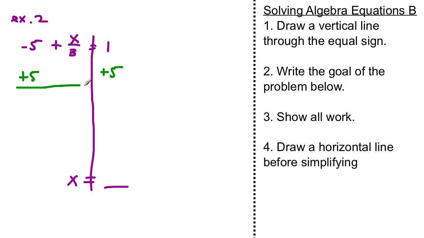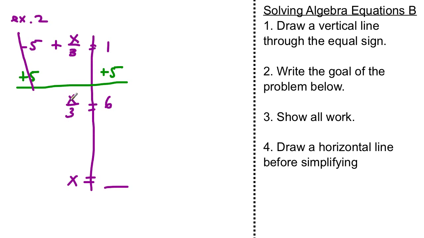Okay. And simplify. Okay, this cancels, and we're left with x over 3 is equal to 1 plus 5 is 6.